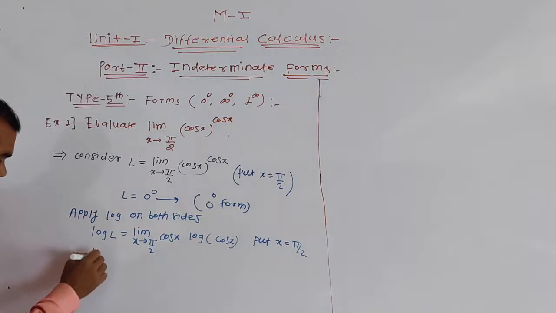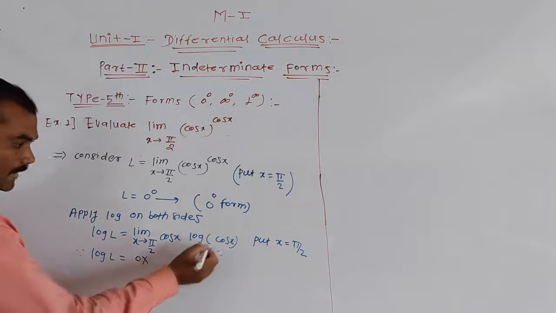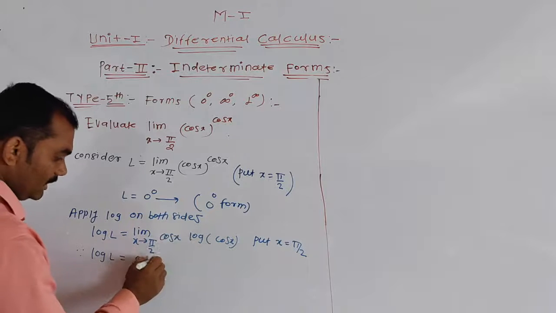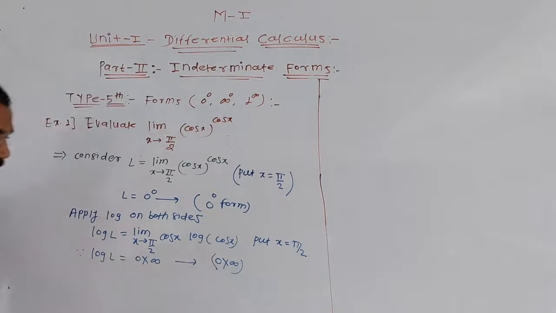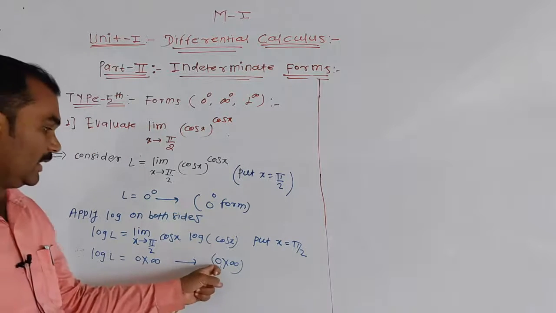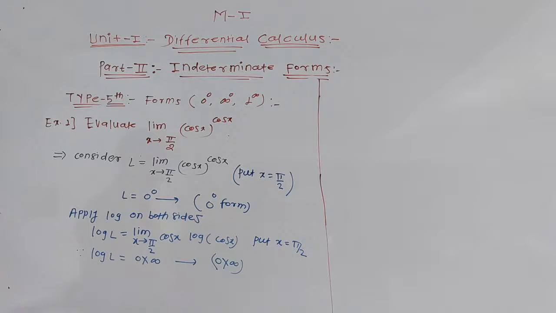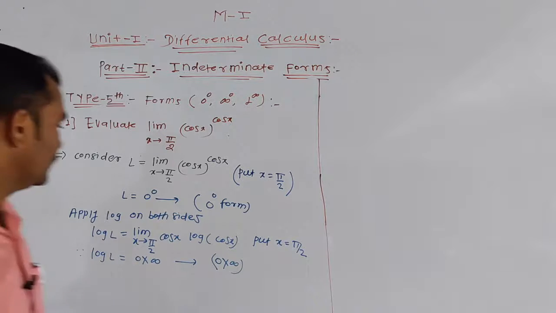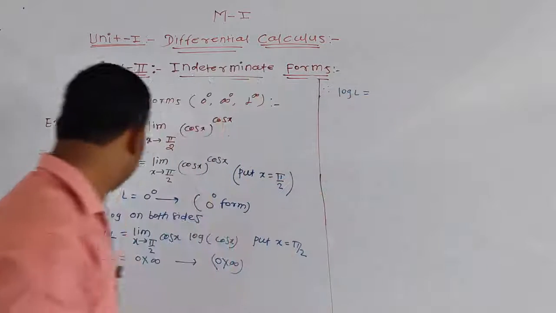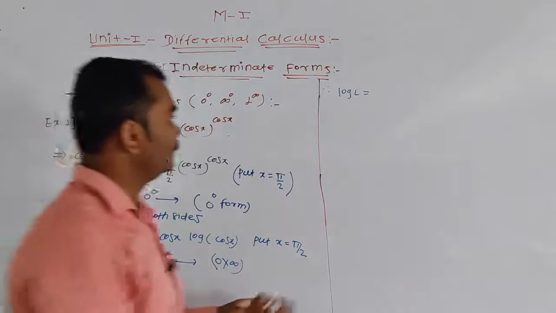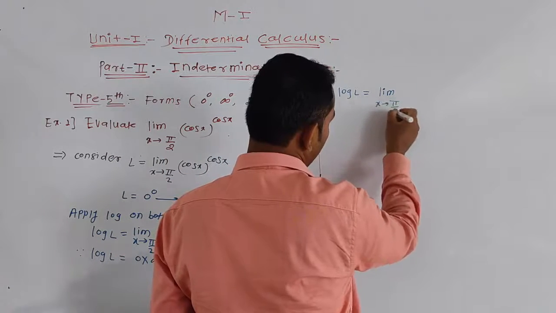Therefore we get log of L, here cos pi by 2 is 0 into log of cos pi by 2, that is log 0, which is infinity. We get the form 0 cross infinity. Then convert the 0 cross infinity as infinity by infinity or 0 by 0. Therefore log of L is equal to limit x tends to pi by 2.